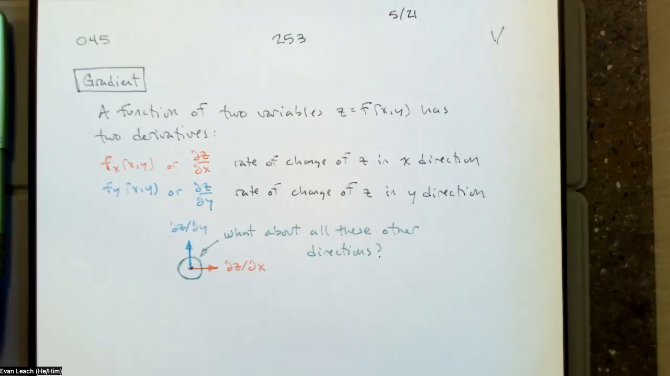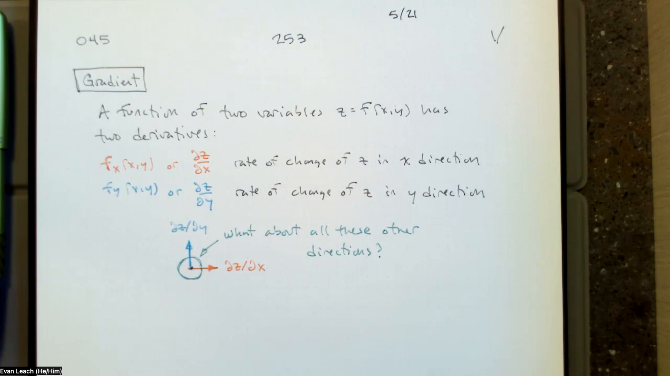If you recall, we've been talking about partial derivatives. We've got a function of two variables, and we described two derivatives. If z is f of x y, then we've got f_x of x y, or dz dx, and this is the derivative of z in the x direction. And then the other partial derivative, f_y, or dz dy, that's the rate of change of z in the y direction.